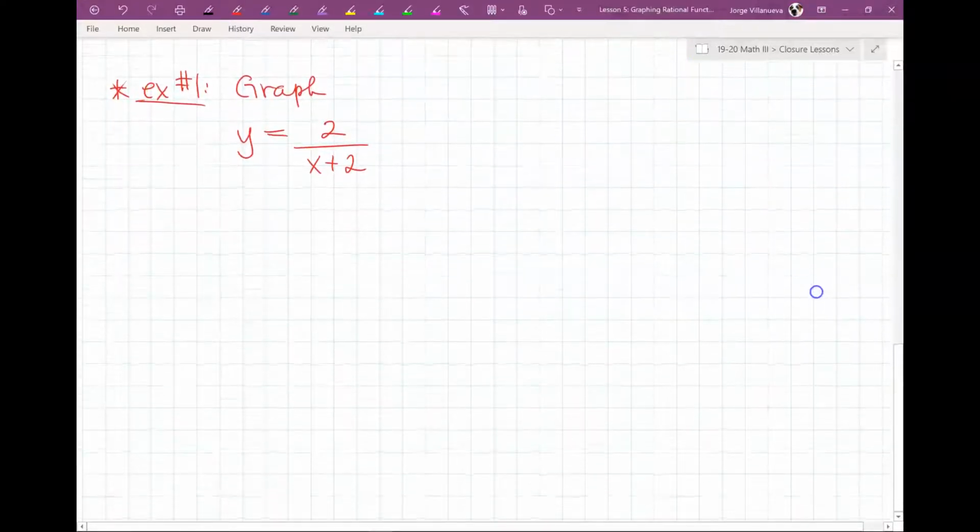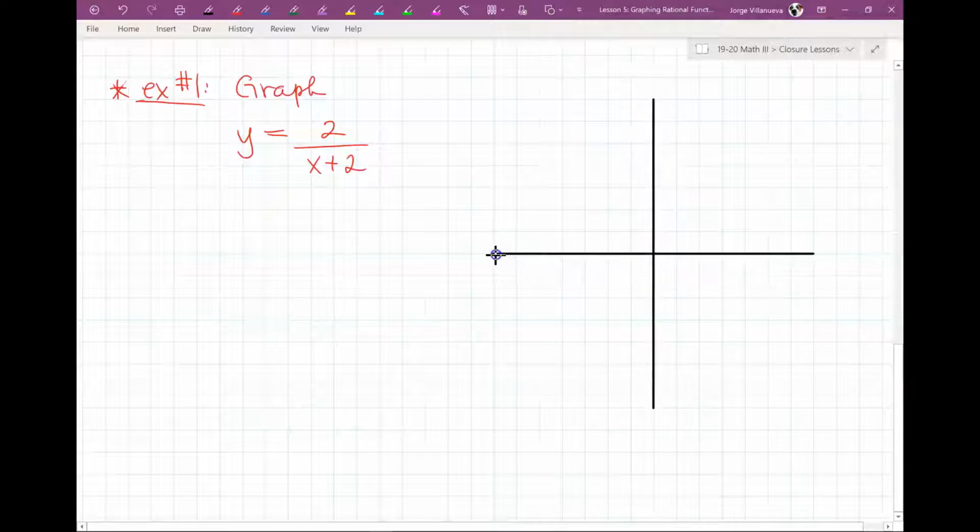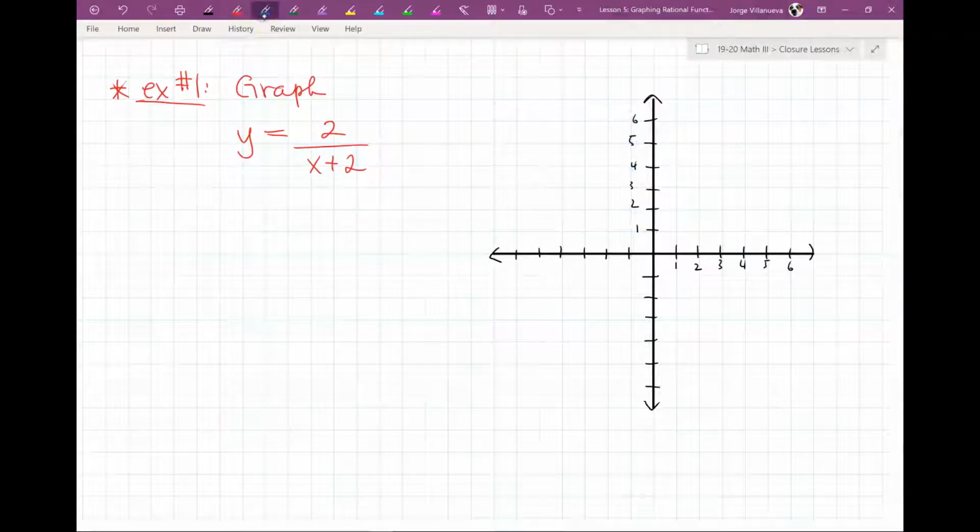First off, I am going to create a grid here for us. Okay, let me just kind of set it up. So it's 6 in each direction. 1, 2, 3, 4, 5, 6. 1, 2, 3, 4, 5, 6. I won't do the other way, you just know they're negative. So here we go.